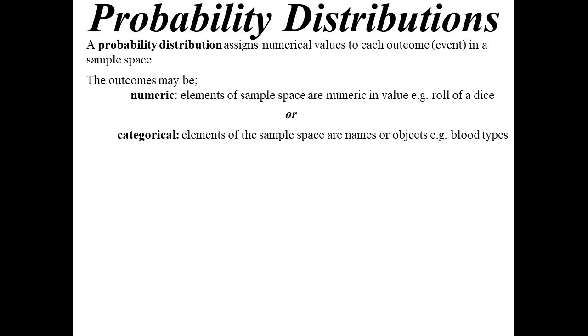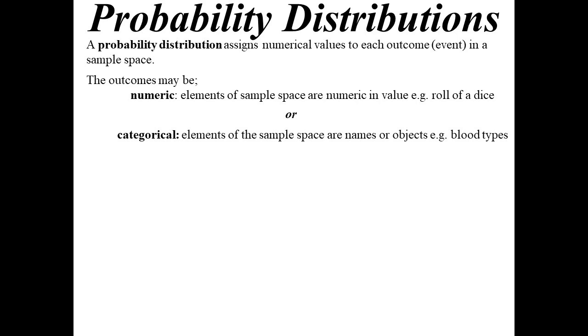So the first thing to talk about in this approach to statistics is what is a probability distribution. A probability distribution, all it does is assign values to the outcomes of the events in a sample space. Now, outcomes, when we're talking about stats, could be numeric. So, for example, a roll of a dice is a common sort of stats problem. But it can be categorical as well, so not actually a number. The example I put there is blood types.